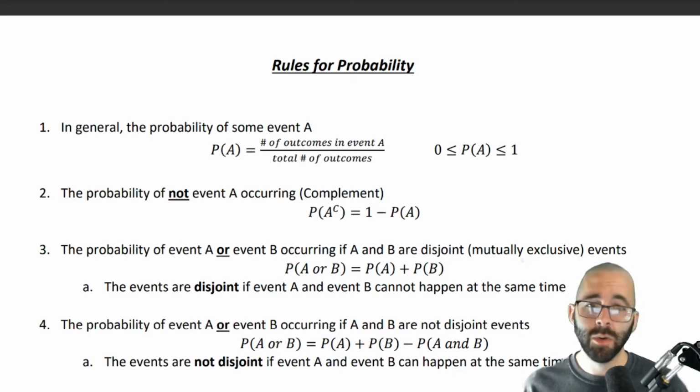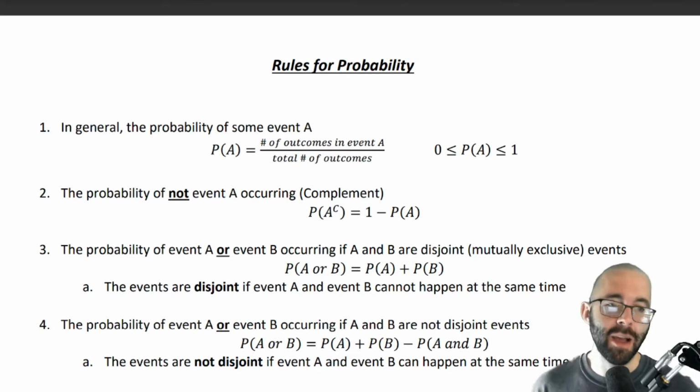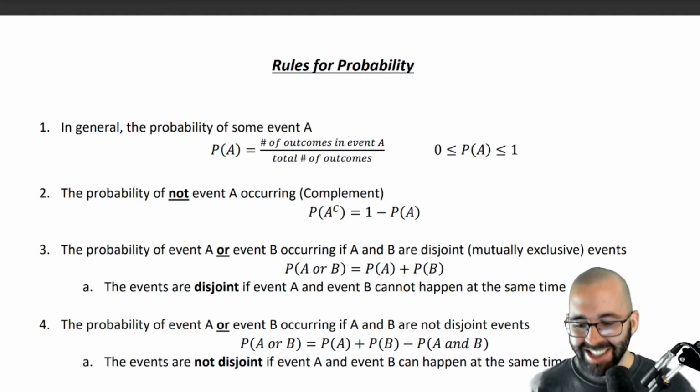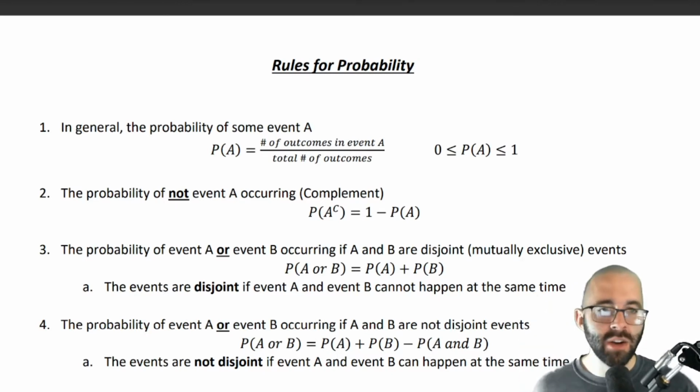All right, in this last video, we're just going to review a couple rules of probability and then do some examples to really drive it in. So in general, the probability of some event A, we just count out how many ways we can get this event to happen and divide by the total number of outcomes.